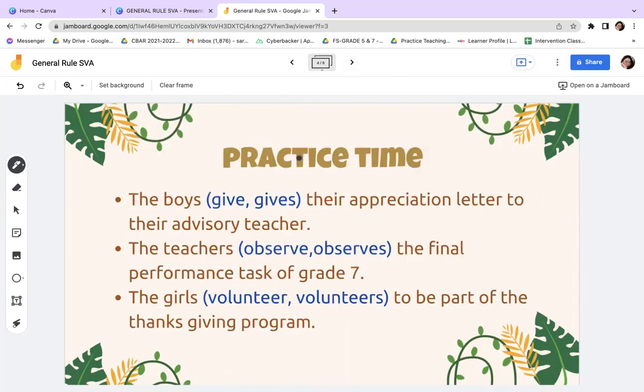Now, we have another practice time. For number one: the boy gives their appreciation letter to their advisory teacher. You have 5 seconds to answer. Is it give or gives? For the second one: the teachers observes the final performance task of grade 7. You have 5 seconds to answer.